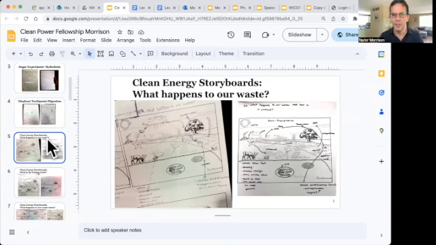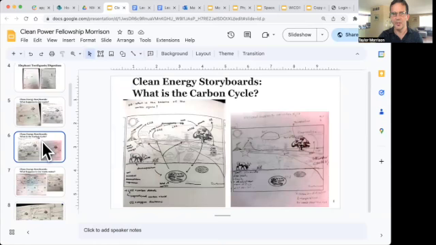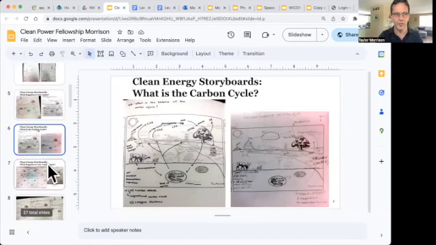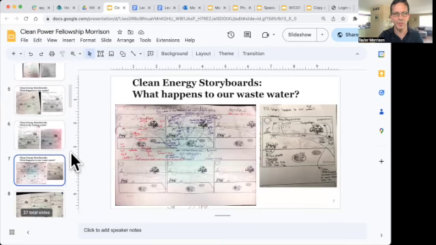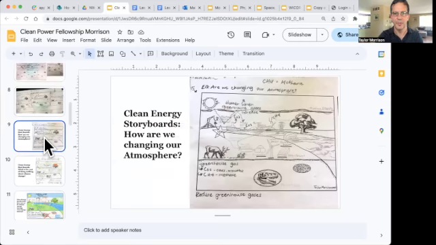What happens to our waste? You can see on these, again, the students have a discussion and write, and I find it makes the information stick better so they can learn it, and also go home and tell their families about it. So here is what is the carbon cycle, what happens to our wastewater, the water cycle, and more. It ends with the essential question, how are we changing our atmosphere? So that would be the start of lesson 2.